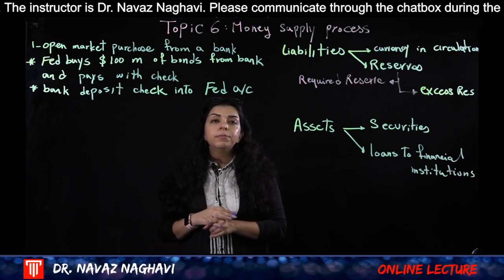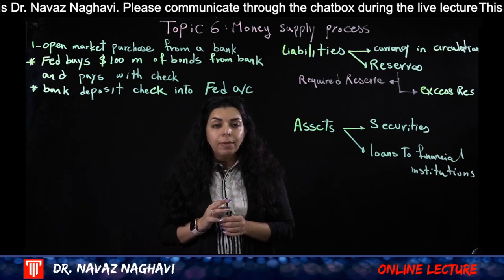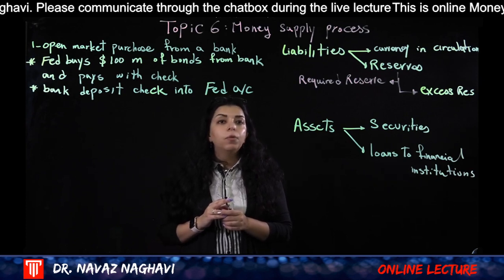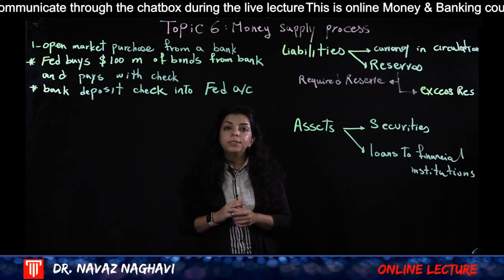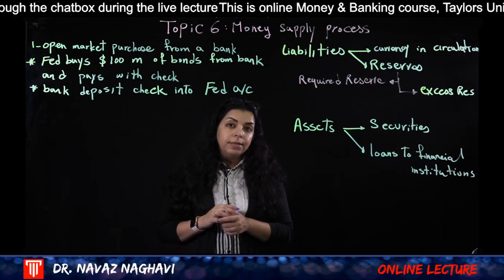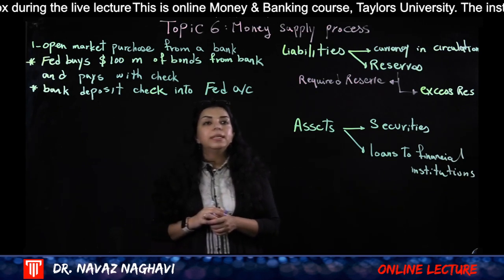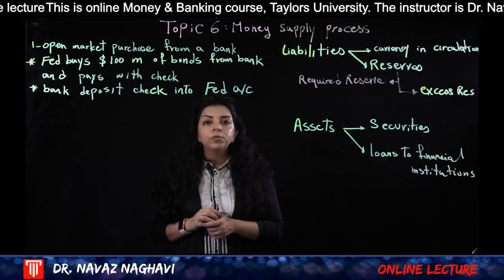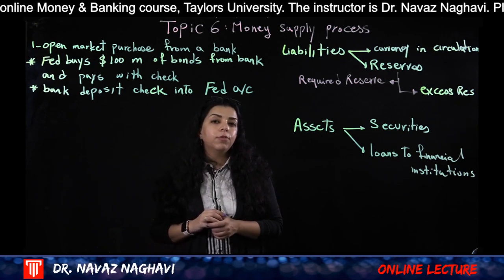Apart from the currency in circulation, we have another type of liability, which is the reserve. The reserve means the deposits held at the central bank by the banking system. In other words, we can divide the reserve itself into two parts: the required reserve and the excess reserve.